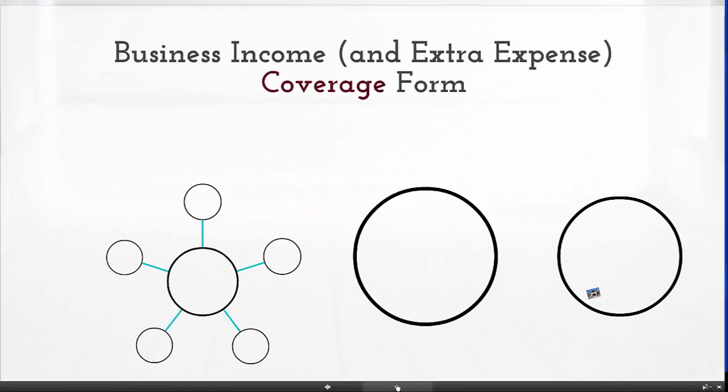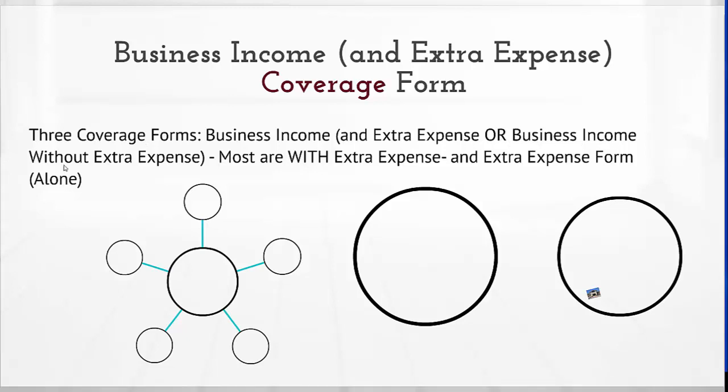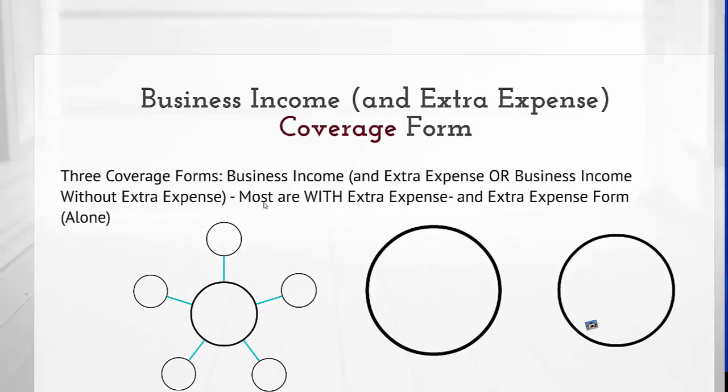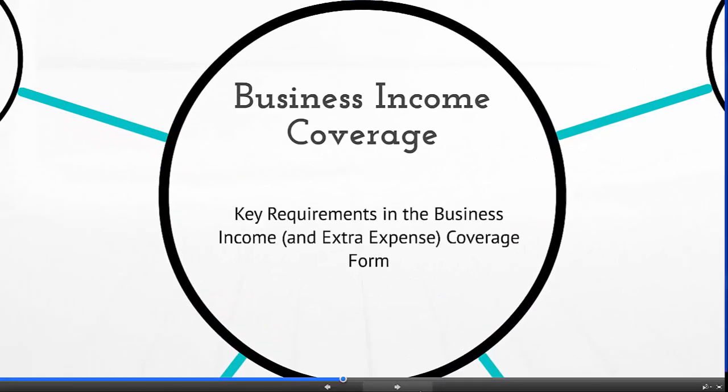Now let's talk about the business income and extra expense coverage form. There are actually 3 coverage forms: business income and extra expense, or business income without extra expense. Most are with extra expense, and then there's also just the extra expense form alone. Now let's talk about the key requirements in the business income and extra expense coverage form.